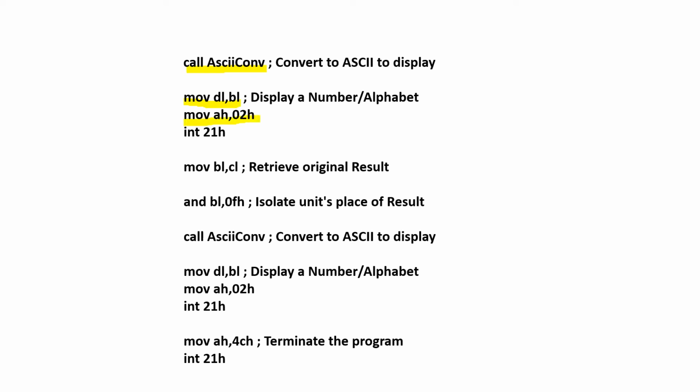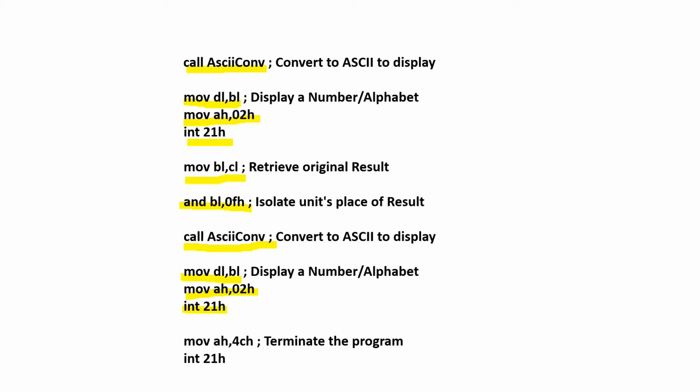Then mov ah, 02h, int 21h. This is used to display a number. Then mov bl, cl. Retrieve the original result: the value of CL is moved to BL. Then and bl, 0fh is used to isolate the units place of the result. Then we call ASCII converter again. Then mov dl, bl. The value of BL is moved to DL. Mov ah, 02h, int 21h. This is used to display a number.